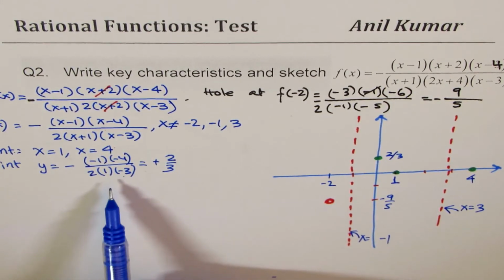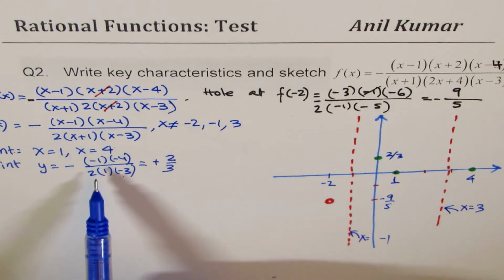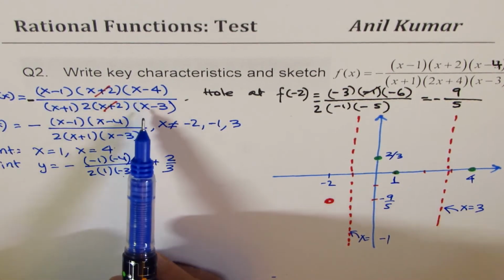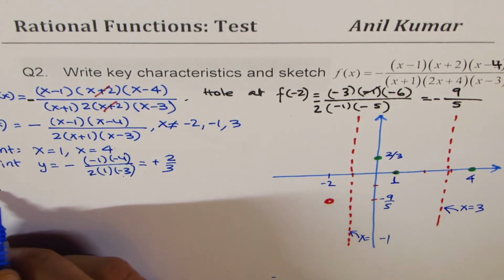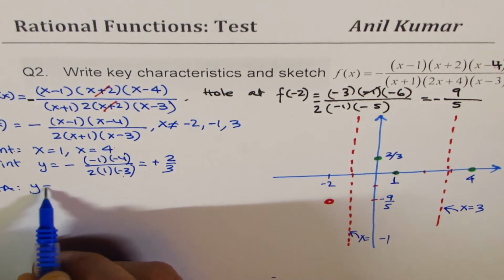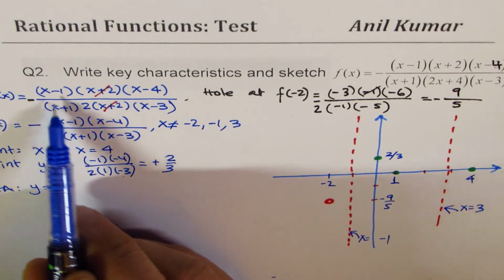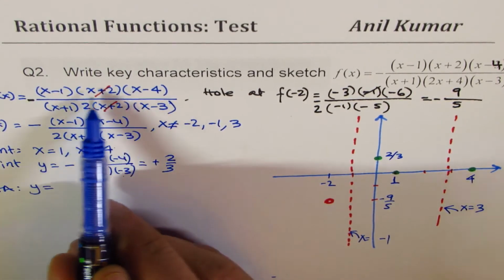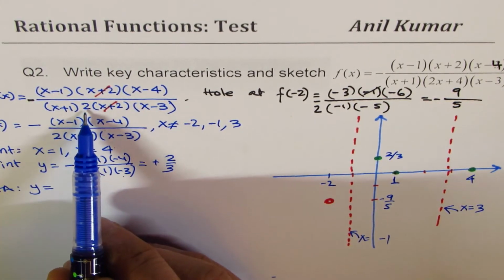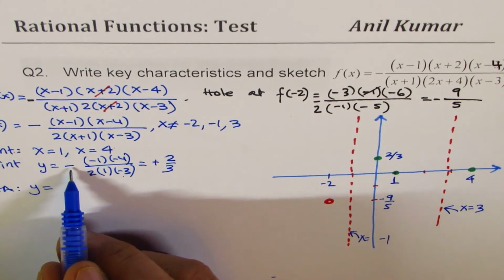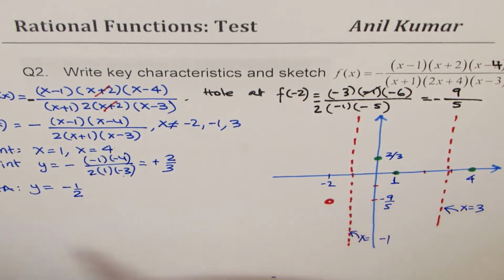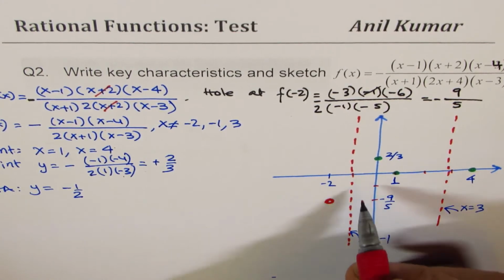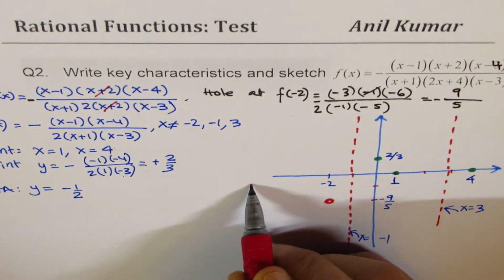Now, let us see the horizontal asymptote. Since the degree of numerator and denominator is the same, the horizontal asymptote will be y equals to the ratio of the leading coefficients, 1 in the numerator, and 2 in the denominator. So we get this negative value of half, okay? So we have a horizontal asymptote at negative half. So we'll draw this here.